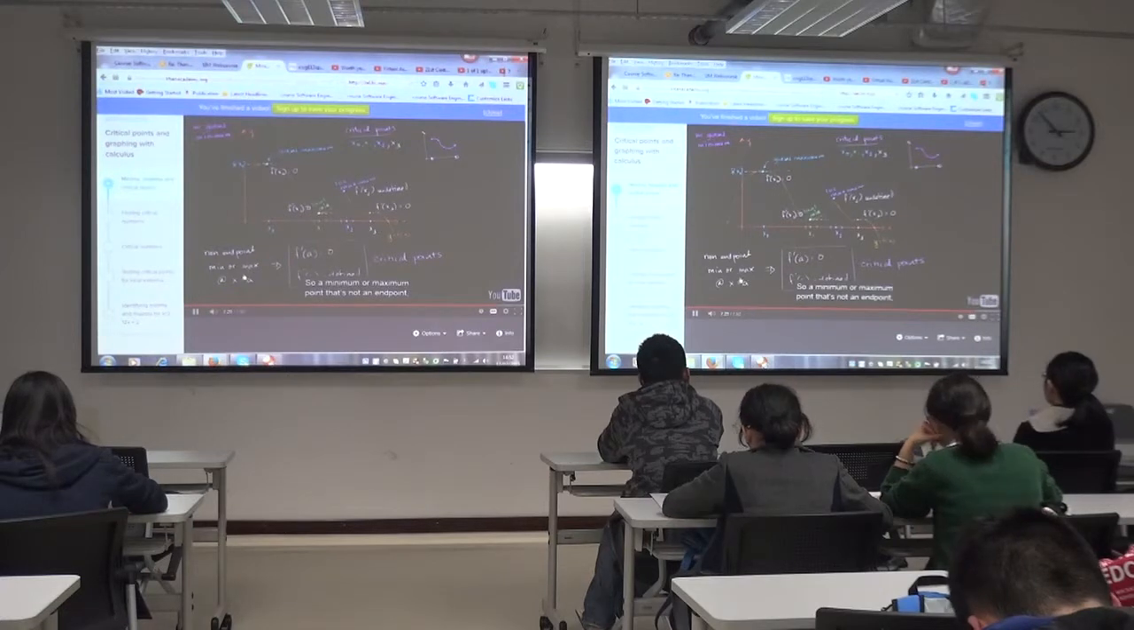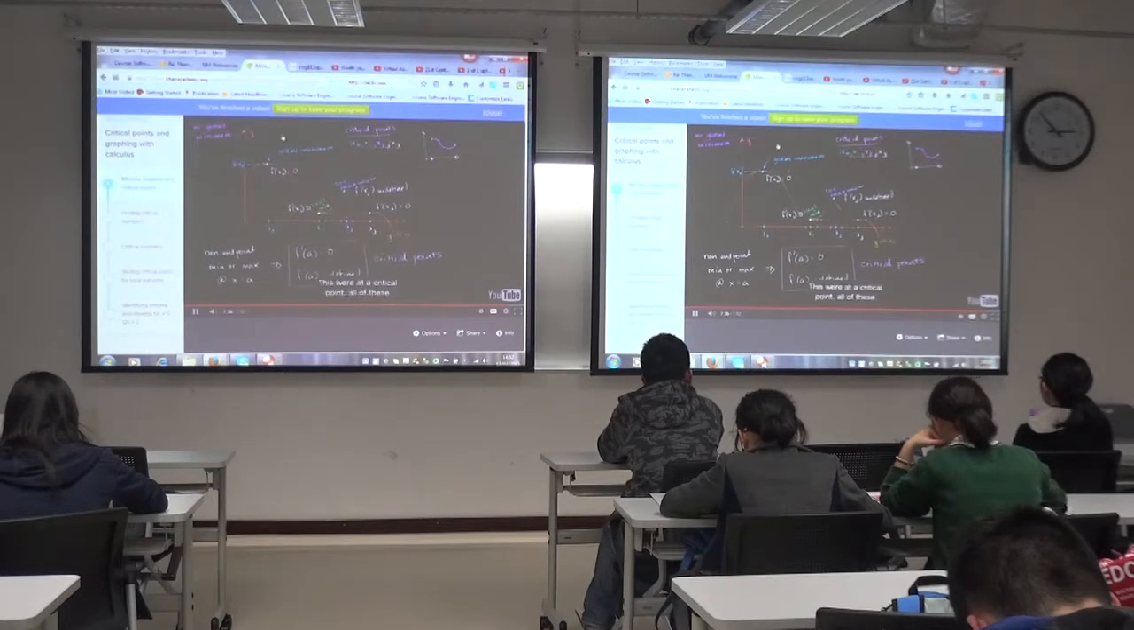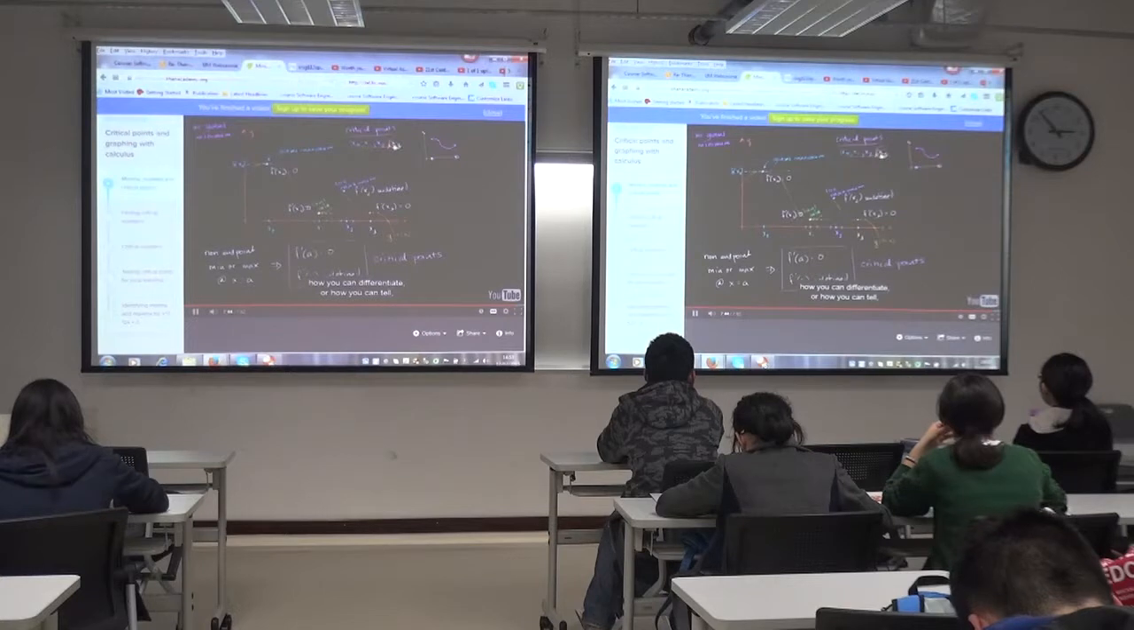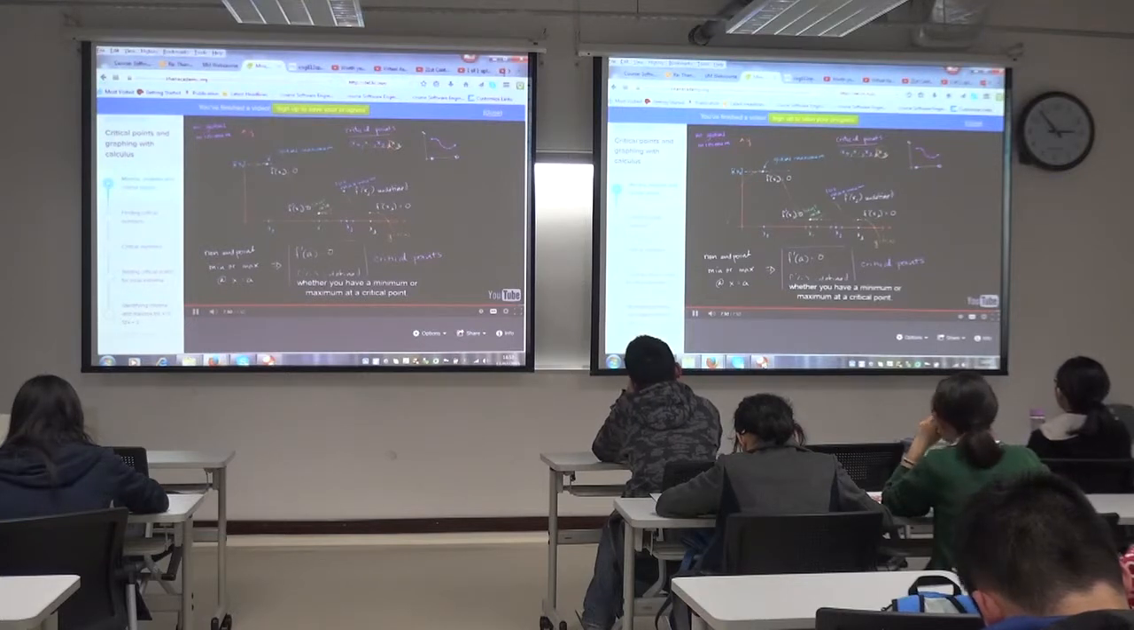So a minimum or maximum point that's not an endpoint is definitely going to be a critical point, but being a critical point by itself does not mean you're at a minimum or maximum point. So just to be clear, at all of these points, we're at a minimum or maximum point. We're at a critical point. All of these are critical points, but this is not a minimum or maximum point. In the next video, we'll start to think about how you can tell whether you have a minimum or maximum at a critical point.